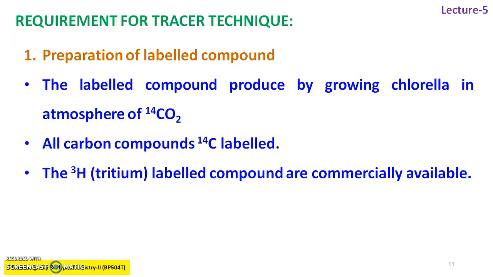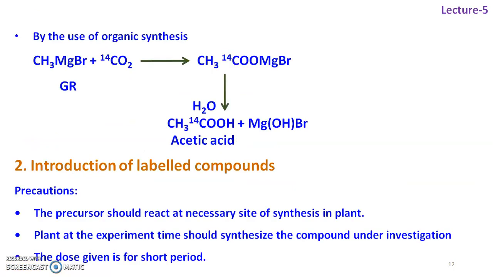Then, requirements for tracer technique: preparation of labeled compound. Nowadays we can also prepare the radioactive isotopes by producing carbon dioxide from the atmosphere, or by growing chlorella in an atmosphere of carbon dioxide 14. All carbon compounds can be radioactively labeled, that is, carbon-14 labeled, or tritium, hydrogen-3 labeled compounds are commercially available for the study. Introduction of labeled compound.